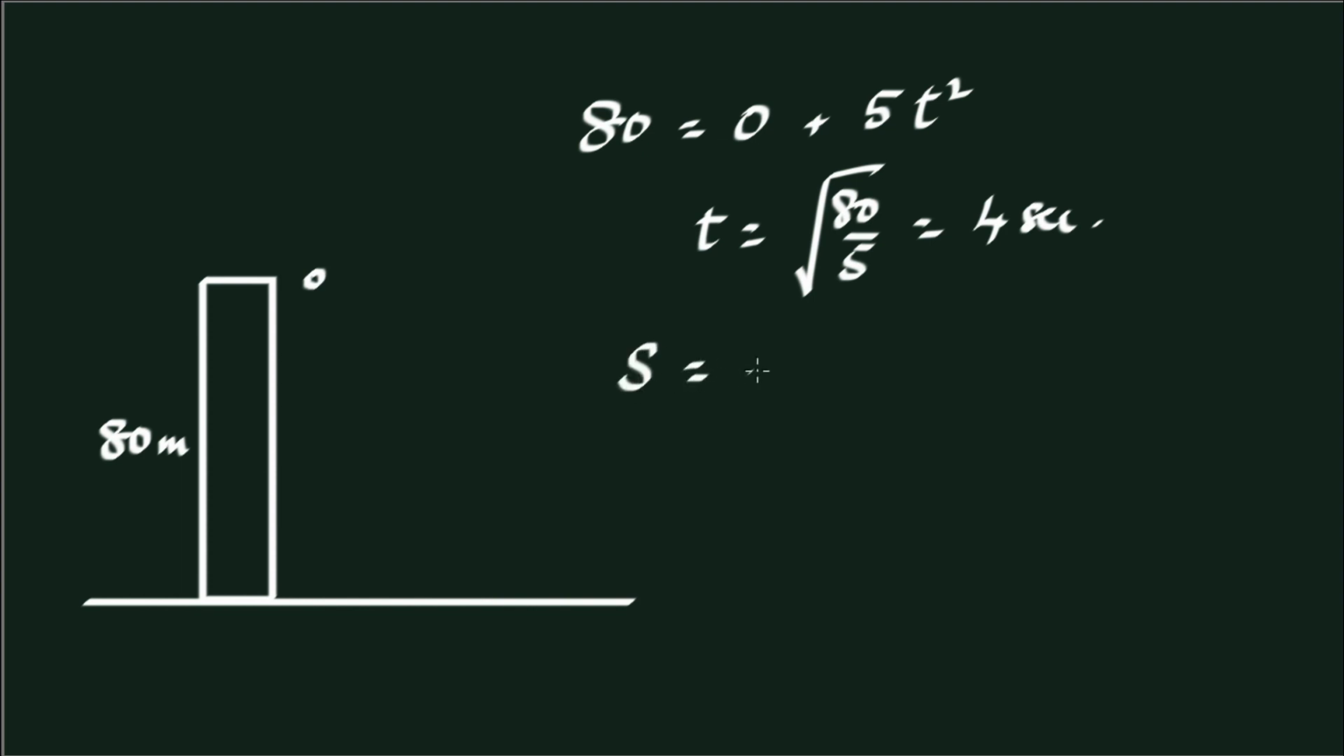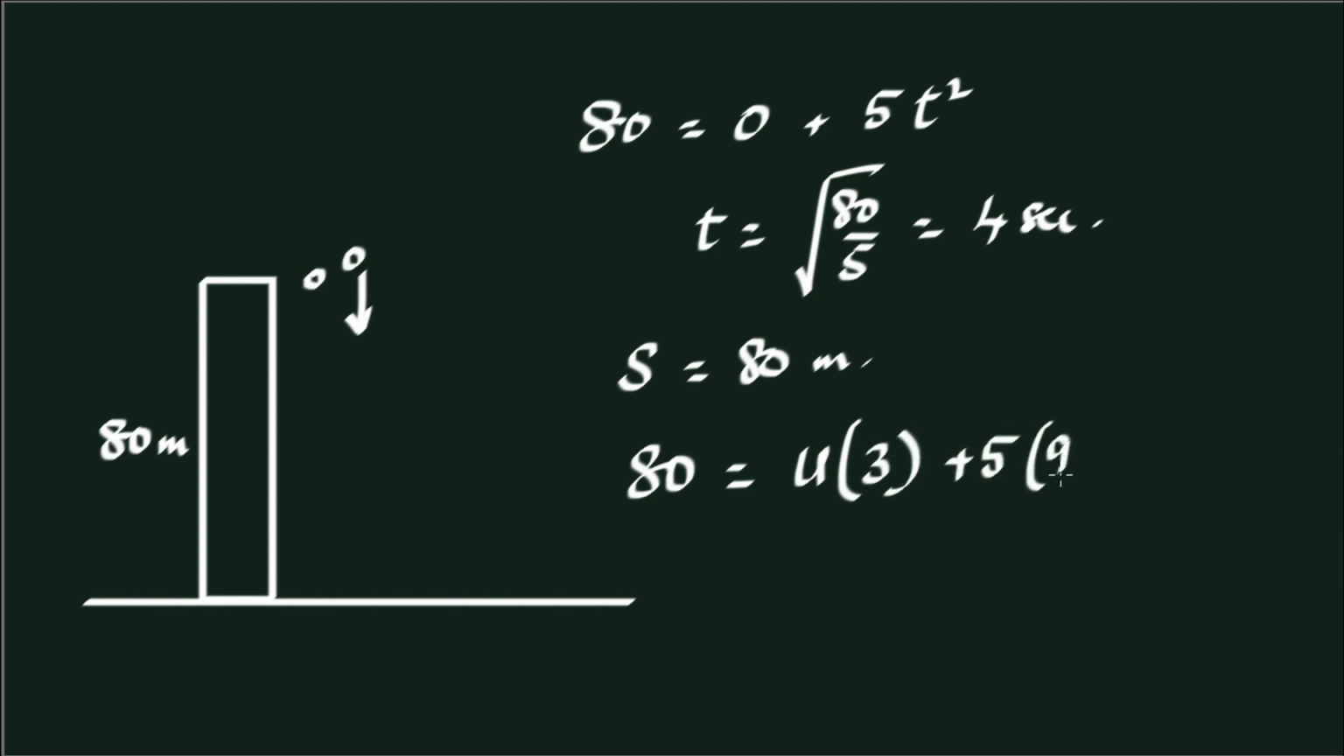So S for both the stones is 80 meters. Now the first stone takes 4 seconds, so the second stone will take 3 seconds. So for the second stone, again taking down as positive, S is equal to u, that's what we are trying to find out, the speed with which the second stone was thrown, and the second stone travels only for 3 seconds, ut plus half a t squared.